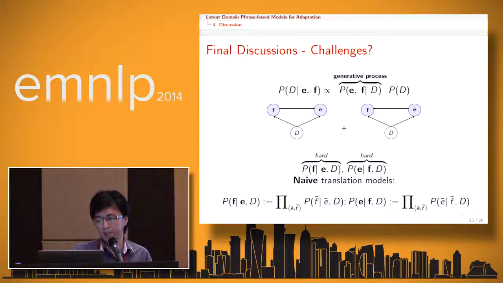Let's see, because the transition model with respect to D is too hard, we simplified it in this way. We found that this is too naive a transition model, but somehow it still works in a reasonable way. But in the end, we still think that we need to improve it.